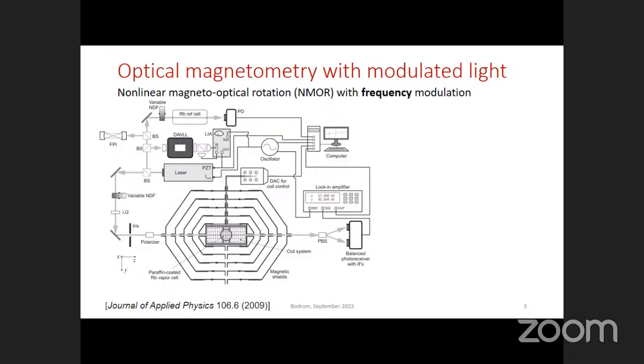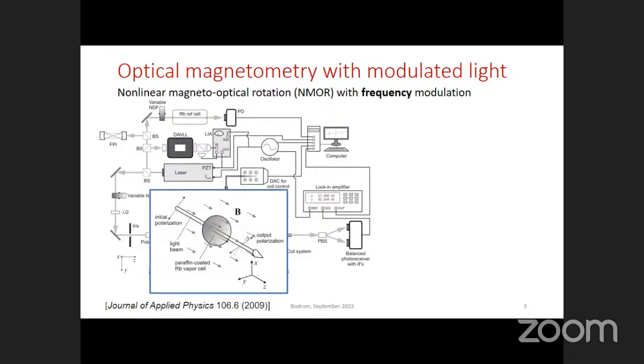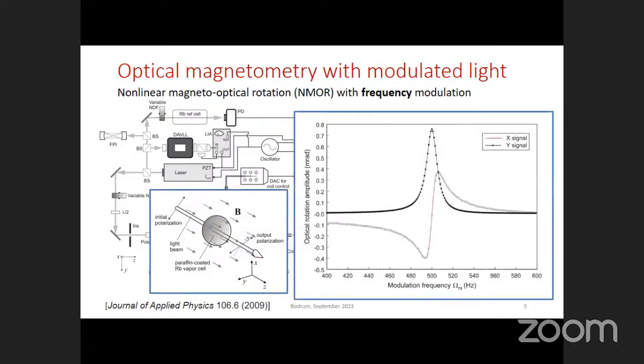There you see this, using the coil control here. Using the oscillator here with the computer, you can modulate the frequency of the light. The idea is very simple. While you are modulating the frequency of light, you can observe the atomic transition, what's happening around the atomic transition. And if there is an external magnetic field, the atomic transition will shift ever so slightly due to the Zeeman effect, and you can then pick up the Zeeman effect.